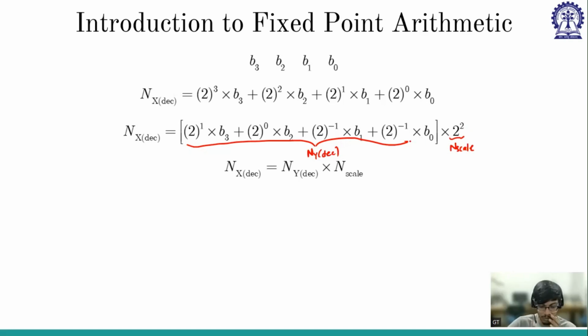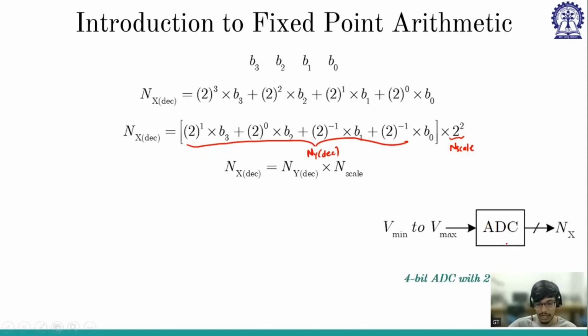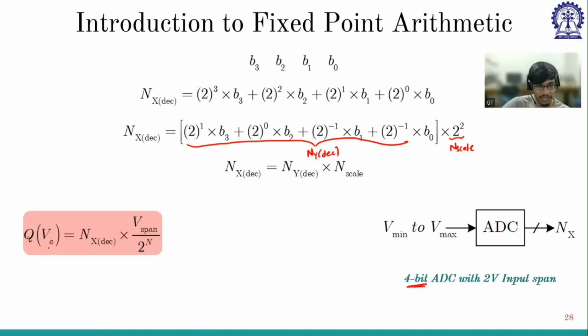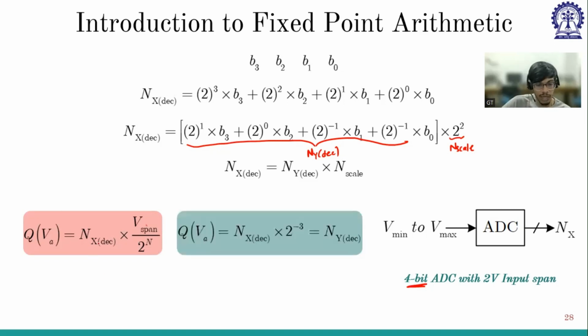I'll come to why we are doing this. For example, last time we considered a 10-bit ADC, but for ease of understanding, we are considering a 4-bit ADC. From the previous slide, we have understood Q of VA is NX decimal into V span by 2 to the power n. Say I have given a 2-volt input span.